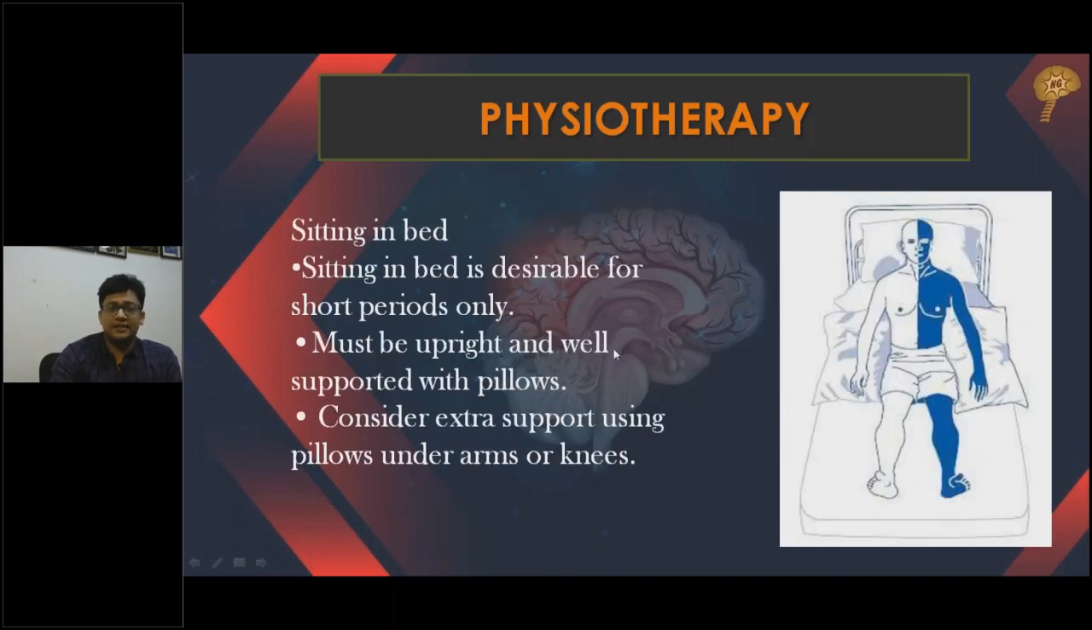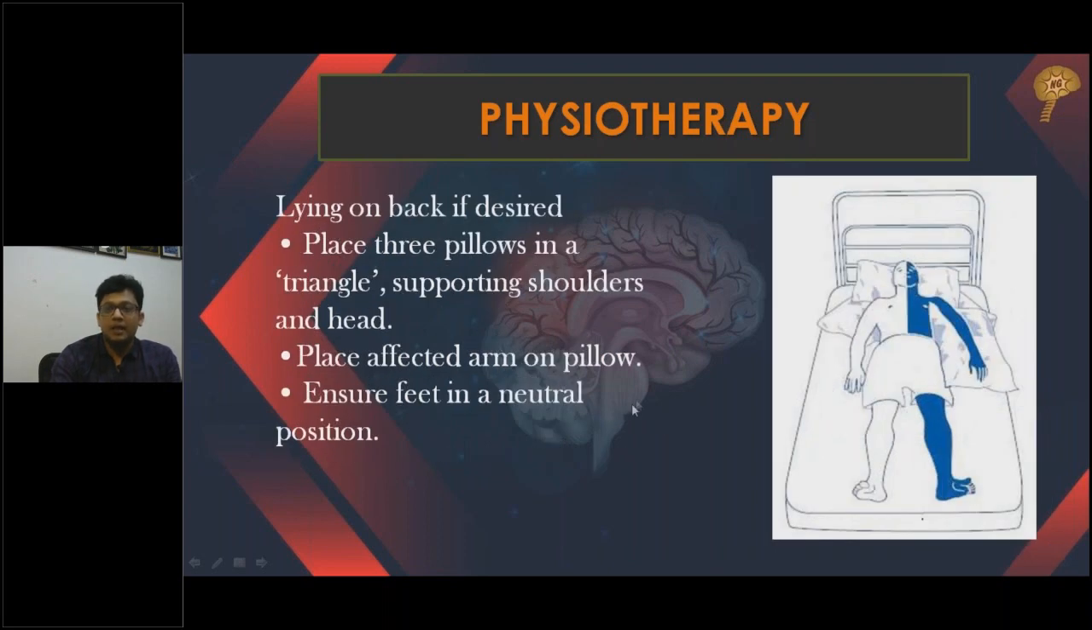If the person wants to sit in bed, sitting in bed is desirable for short periods only, and must be upright and well supported with pillows. Consider extra support using pillows under arms or knees. If the person is lying straight on his back, place 3 pillows in a triangle like this, supporting shoulders and head. Place the affected arm on a pillow. Ensure feet are in a neutral position.